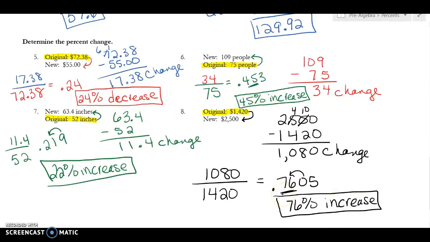Okay, so there's two different types of problems we did today. The first one was the "of" problems, and remember you had to change it to a decimal and then multiply. And the second one was percent change, where you had to find the change and divide it by what the original was.